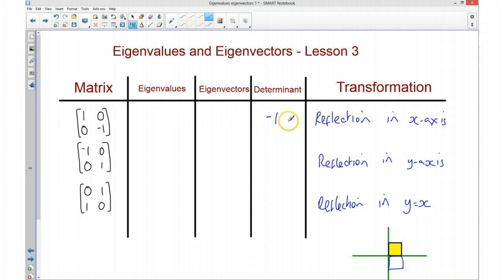So this is a negative 1, and the negative tells us it's a reflection, and the 1 tells us that the area of it hasn't changed. Similarly over here, a reflection in the y-axis would have the same effect, so we would expect the determinant to be negative 1 for that, which it is. And over here as well, a reflection in the line y equals x, again I would expect the determinant to be negative 1, which it is.